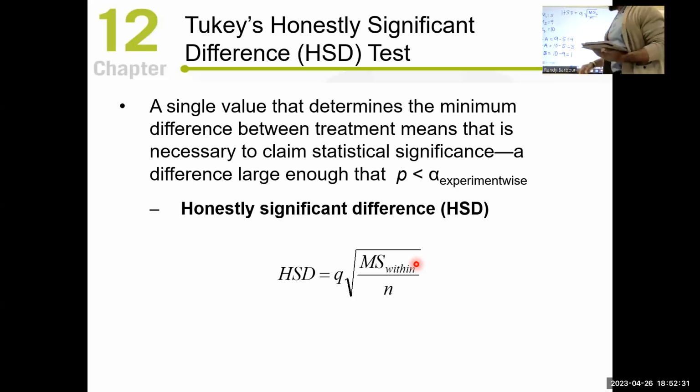And I want to get my HSD, that honestly significant difference. If any of these differences is greater than that HSD, then I know that I have a large enough significant difference. So for the HSD formula, I'm going to plug in the values here. Let me stop sharing so you can see the big screen.